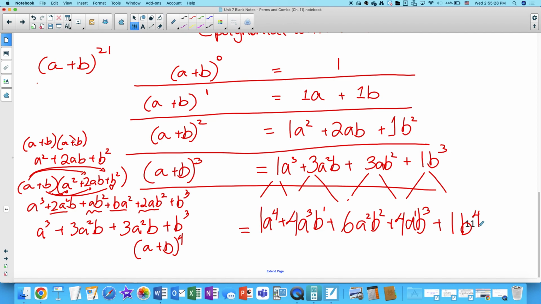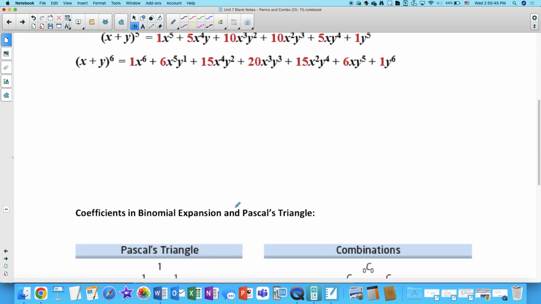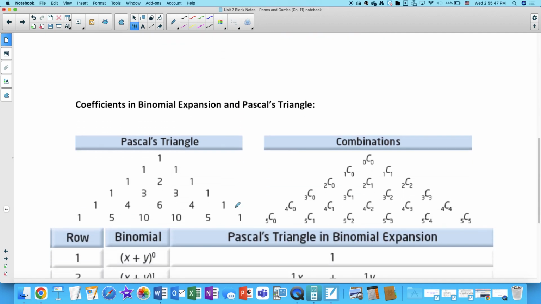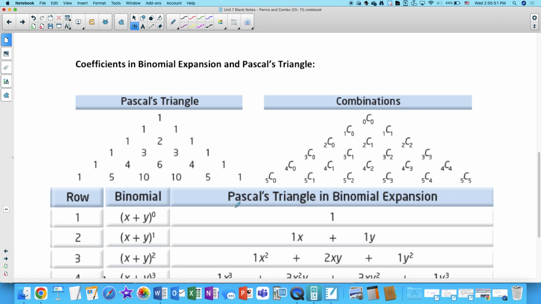Okay, and this is true. The coefficients in this expansion are numbers that appear in Pascal's triangle. Okay, now not only that, you have this over here. I just didn't show it to you. But the numbers that appear in Pascal's triangle are various combinations.